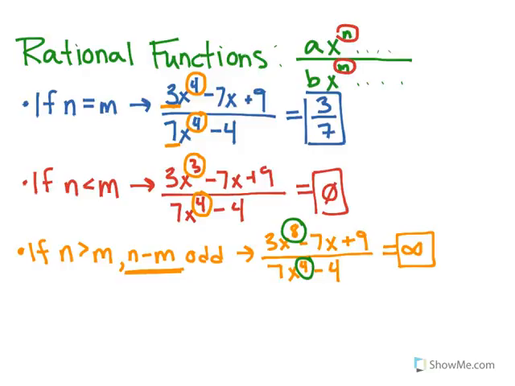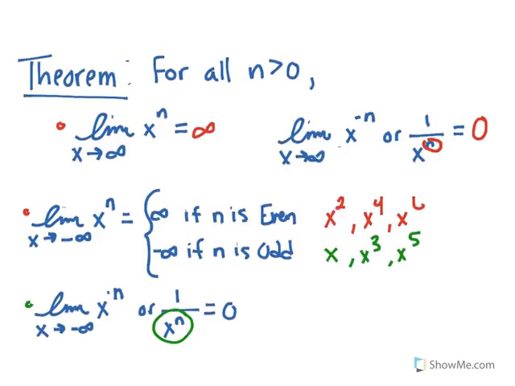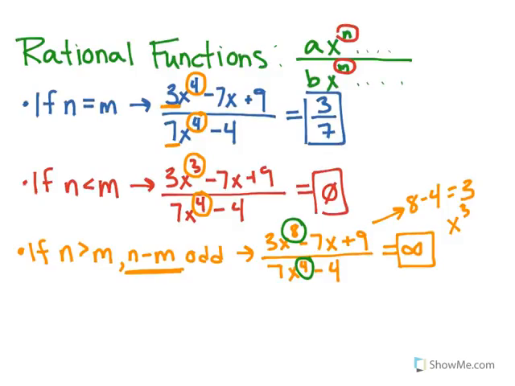So if I happen to do 8 minus 4, that actually gives me 3. So if it's odd like that, then you have to go back and assume that this is x cubed. You have to go back to these rules here to see if it approaches positive or negative infinity, which is this guy right here. That will tell you. So you still want to be careful about your final answer, but it should be an infinity of some kind if n is greater than m.